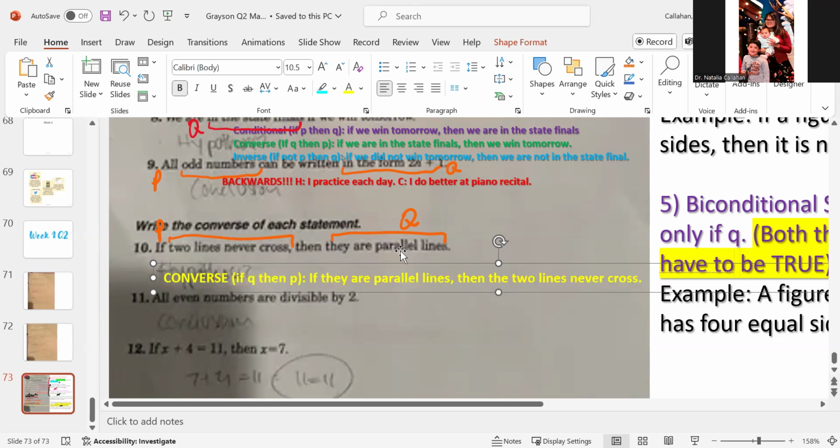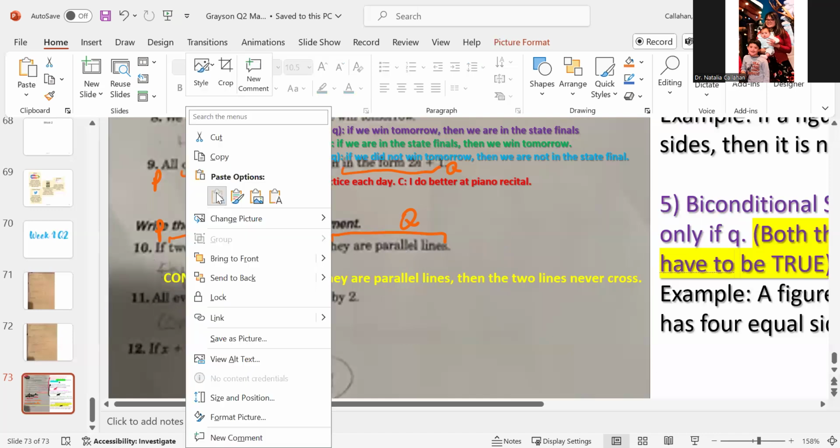What would your contrapositive be? So read the statement for the contrapositive. What is the definition form? If not Q, then not P. Do you put a not there? That's kind of important. What is your form for inverse? If not P, then not Q. Okay, so how would you write number 10 in contrapositive? If they are not parallel lines, then they cross. Good, you got it. Yep.